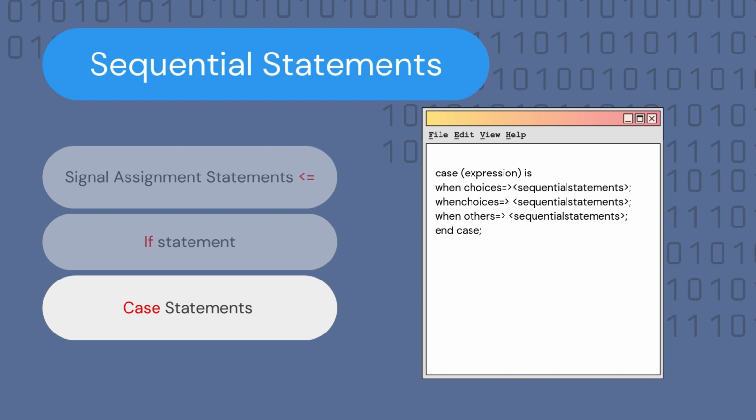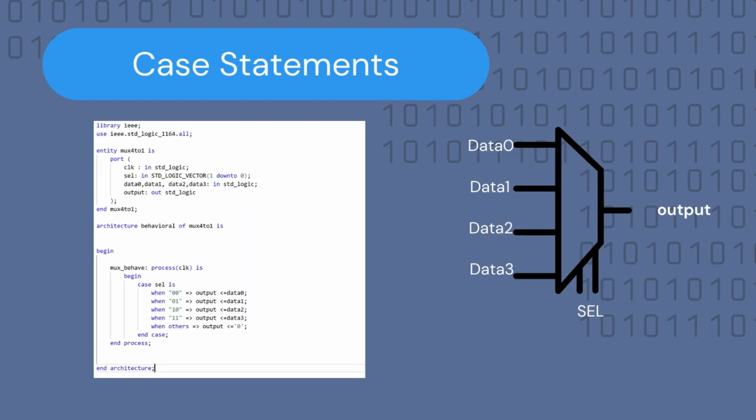To bring the idea of case statements home, let's design the same 4-to-1 multiplexer with the help of case statements. To do that, we first need to write the process. And we will include the clock as a signal of the sensitivity list in this case, where each change in the clock input would result in the process to be re-evaluated. Then we could use the select signal as the expression to be evaluated within the case statement.